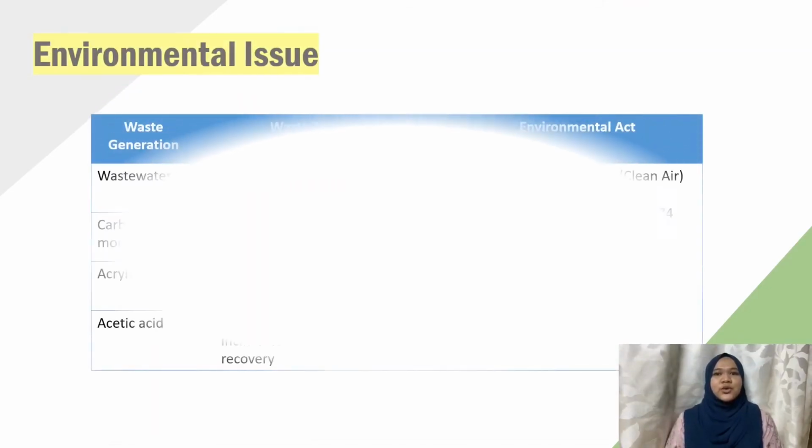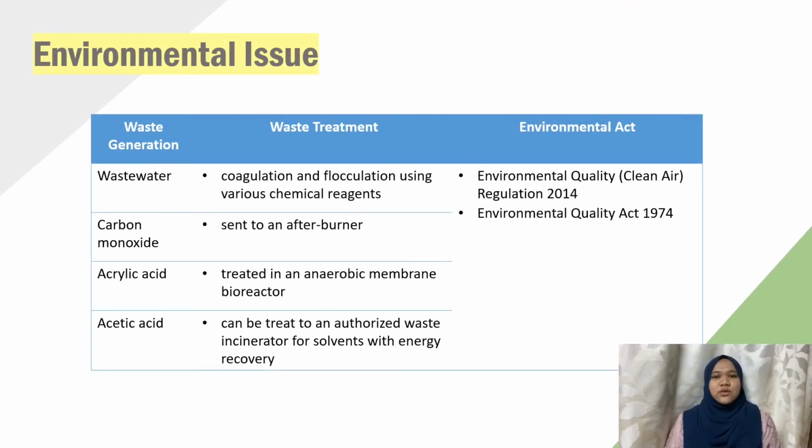For the environmental issue, here is the list of waste generated: wastewater, carbon monoxide, acrylic acid and acetic acid. Wastewater will be treated with coagulation and flocculation using various chemical reactions. Carbon monoxide is sent to the afterburner. Acrylic acid is treated in an anaerobic membrane bioreactor. And the last one, acetic acid, can be sent to an authorized waste incinerator for solvent with energy recovery. The environmental acts involved in this production are the Environmental Quality (Clean Air) Regulations 2014 and the Environmental Quality Act 1974.